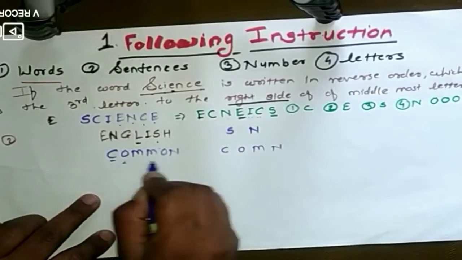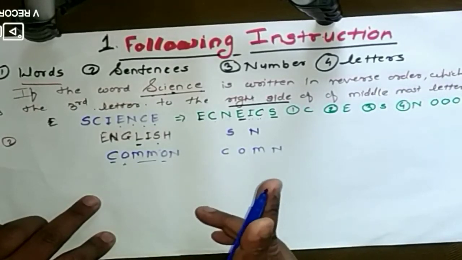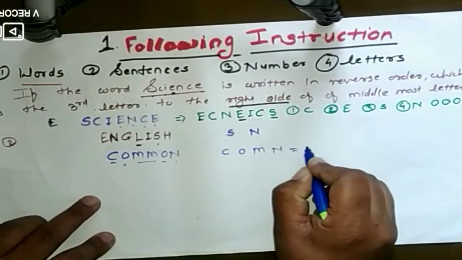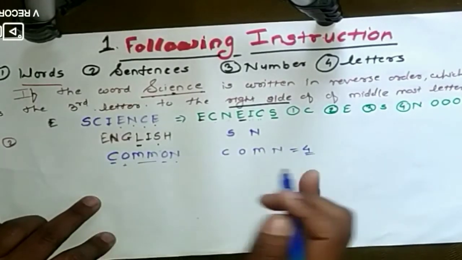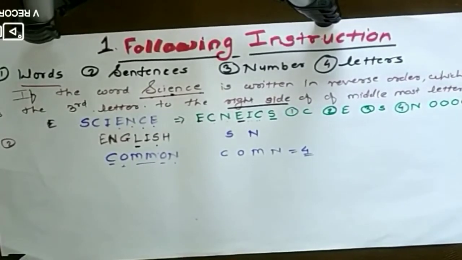So O came how many times? 2 times it came. M came how many times? 1 time. So here how many letters are there in this word COMMON? There are 4 letters present in this word. So this type of questions are coming.